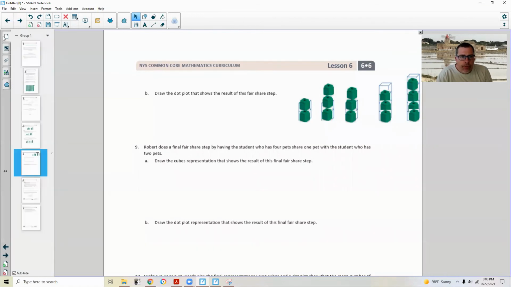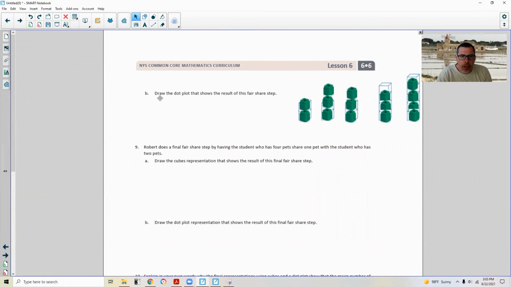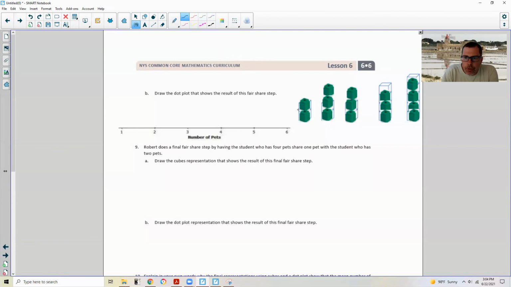Okay, so now page 5 says part B, draw the dot plot that shows the results of this fair share step. So I copied this over, and now we need to make a dot plot of that. Okay, so here we go. What are we going to put on this dot plot? Well, we have 1 student now with 2 pets, and only 1 student has 2 pets. We have 3 students with 3 pets, and we have 1 student with 4. And there's our dot plot.